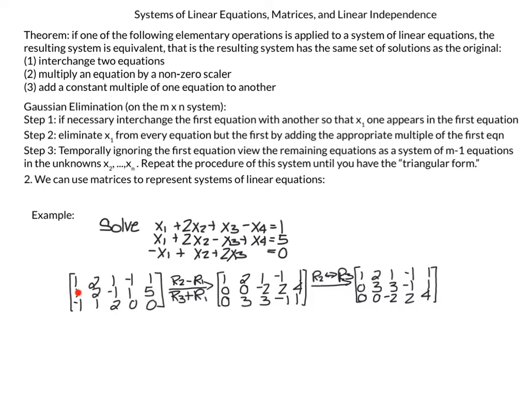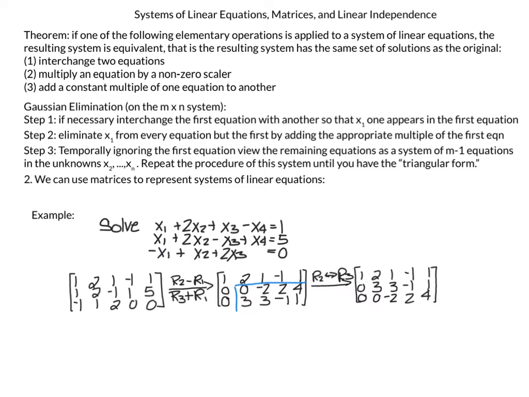I can replace R2 with R2 minus R1. So here I have R1. Then R2 is going to be R2 minus R1. So 1 minus 1 is 0. 2 minus 2 is 0. Minus 1 minus 1 is negative 2. 1 minus negative 1 is 2. And 5 minus 1 is 4. Now I need to eliminate x1 from the third equation. So I'm going to replace R3 with R3 plus R1, and this is what I get here.